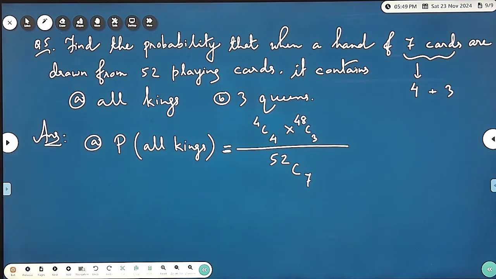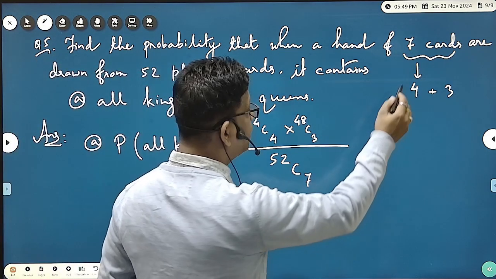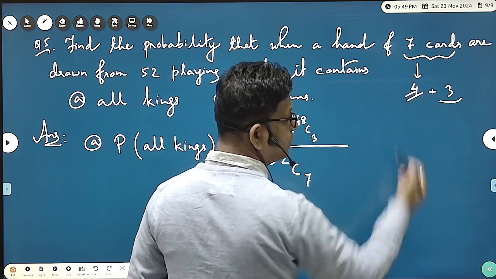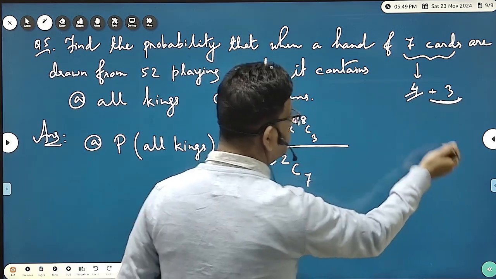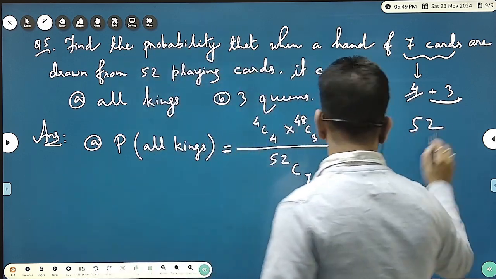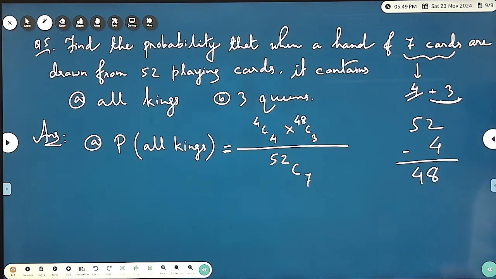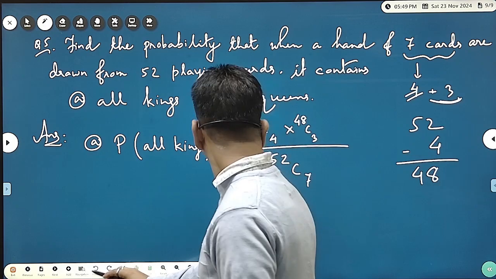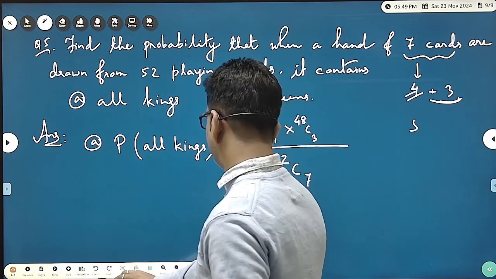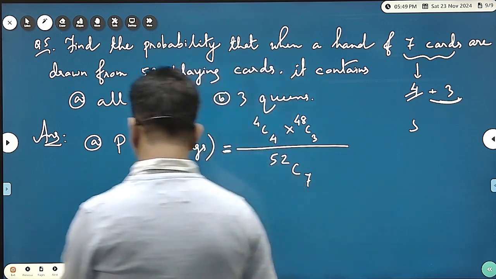Because all 4 kings are taken. Total how many cards are we asked to take? 7. So 7 means here already 4 are gone. How many left? 3 left. Now these 3 we need to take from the remaining. 52 cards are there, 4 kings were there, minus 4. So from these remaining 48 cards, we need to take 3. So this will be the answer. The calculation, I hope you can now complete. I'm not doing the calculation, let us just go by the conceptual part.